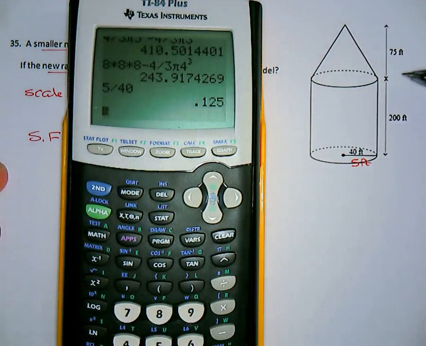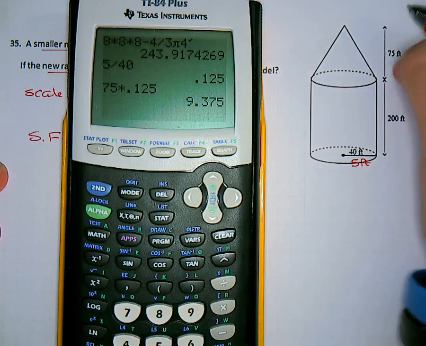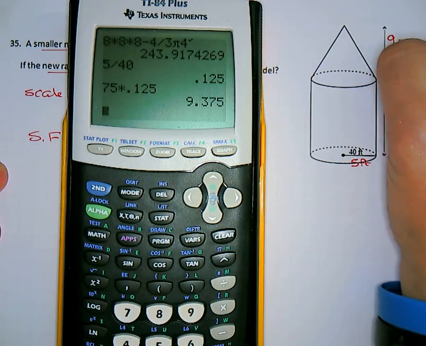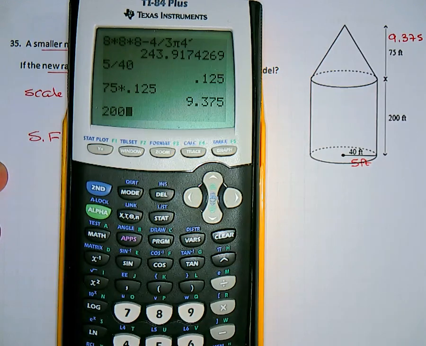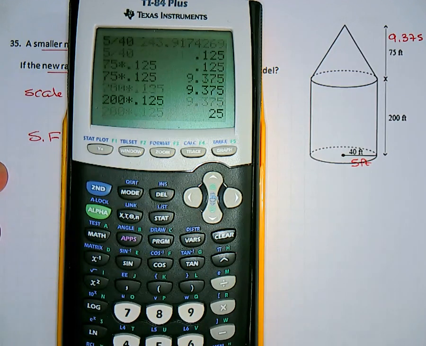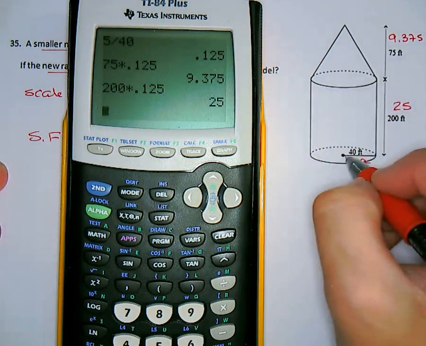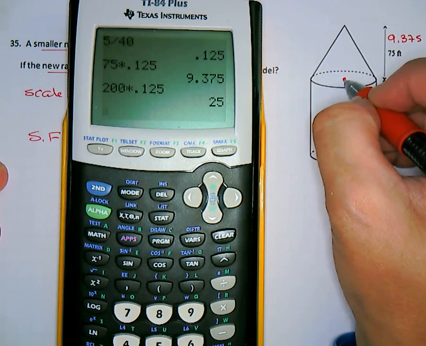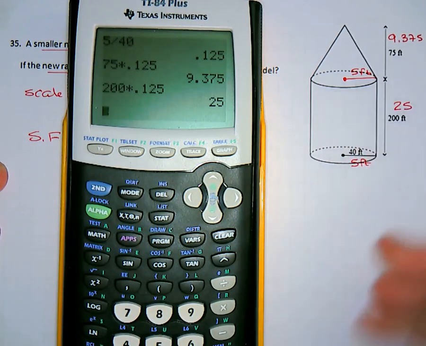So let's multiply it by our 75. So 75 times that 0.125 is 9.375. Okay, 200 times that 0.125 is 25. Now we know that the radius here is going to be the same thing as this radius over here. So this is also 5 feet. We're going to use that.